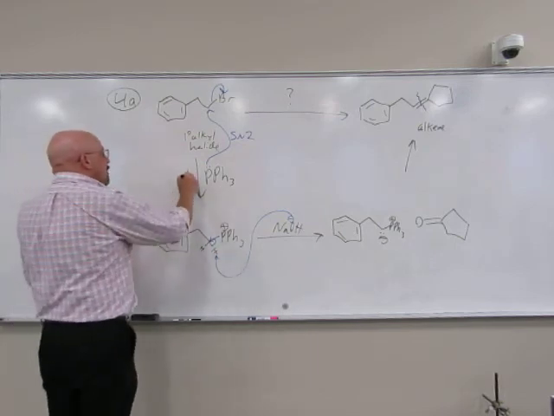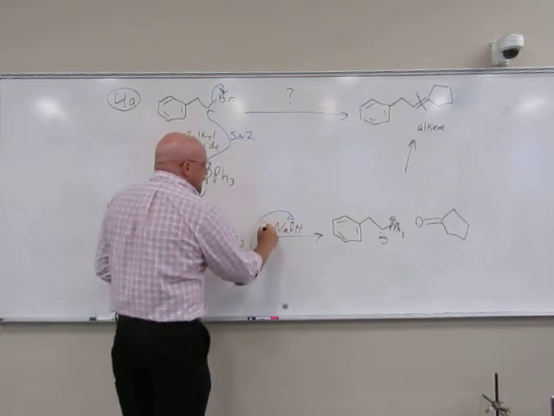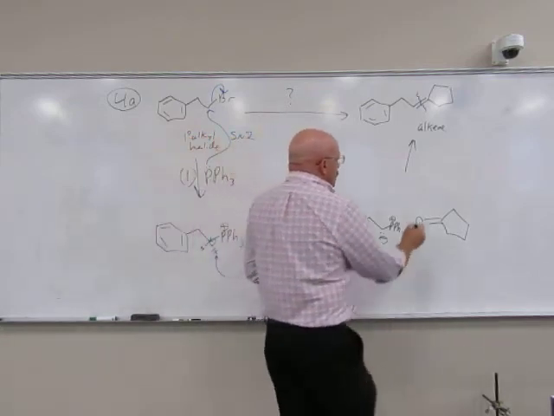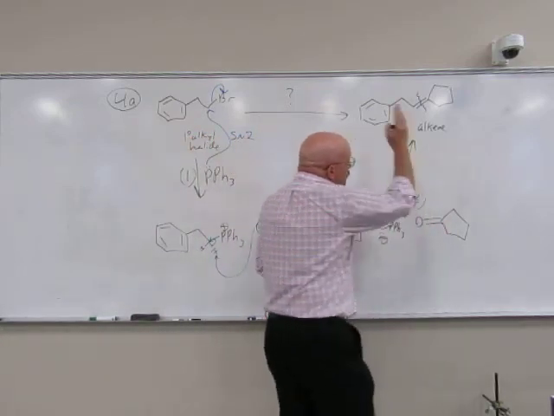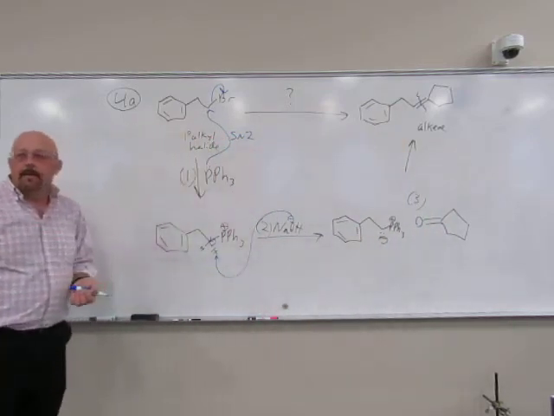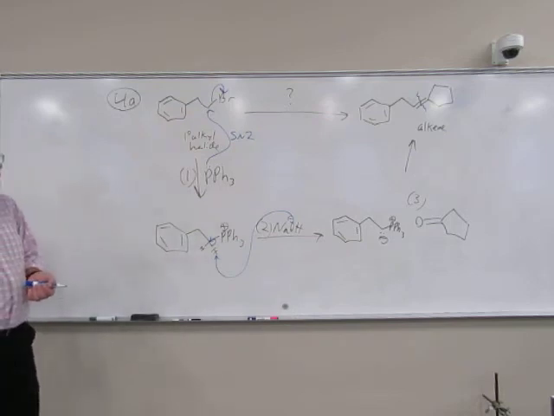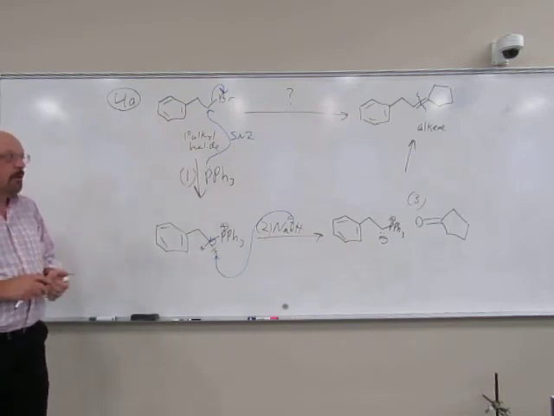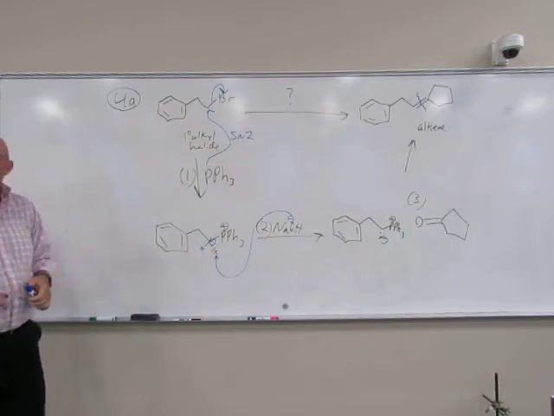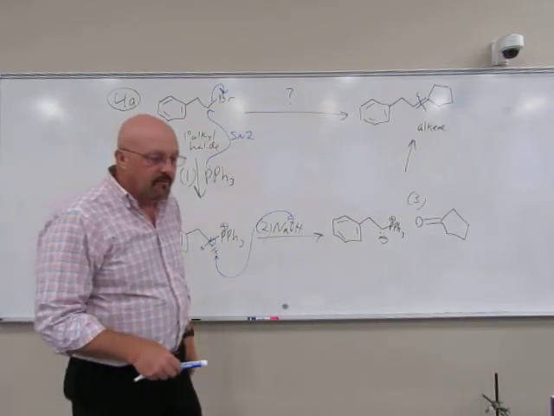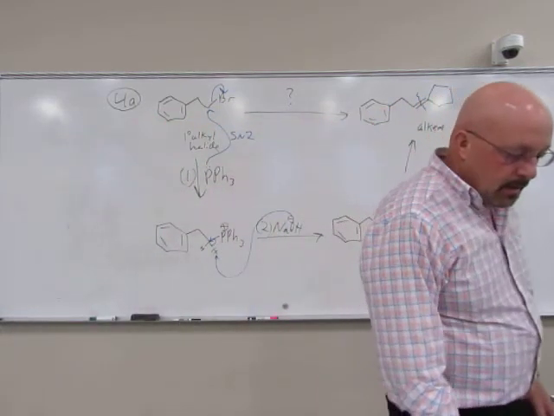So first step, we react with triphenylphosphine. Second step, any strong base. Third step, we'll react with this ketone, and that gets us to that alkene. That's the only way we talked about in these two chapters to make an alkene, using a Wittig reaction. Questions?